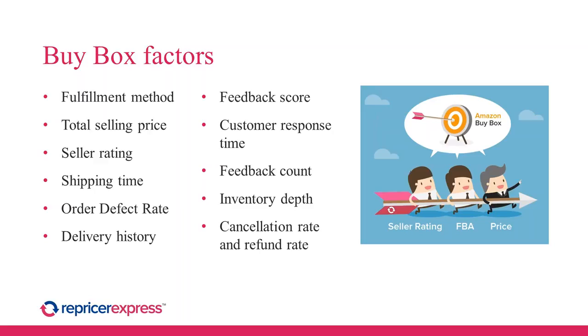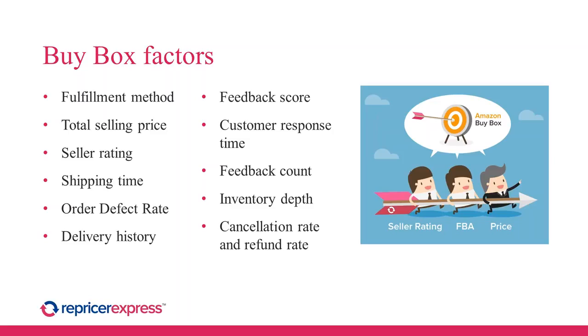The order defect rate is also important. The order defect rate consists of 3 different metrics: the negative feedback rating, A to Z guarantee claim rate, and service chargeback rate. In essence, this is the number of orders with defects and issues versus the total number of orders that you've done. Your delivery history is also important. 3 different elements of delivery are considered: on-time delivery, late shipment, and tracked delivery rate. Each element is considered on the basis of 7, 30, and 90 days.